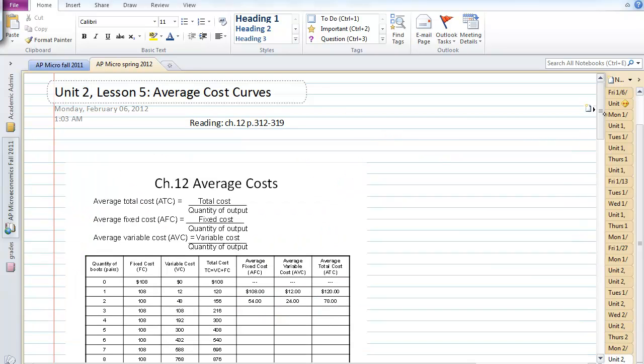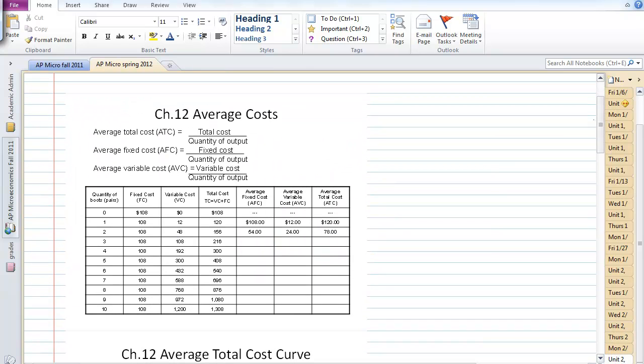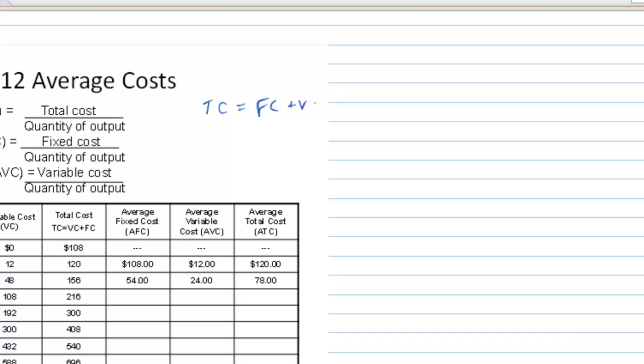Well, we can break those costs down further into the fixed costs and the variable costs separately, and then taking the averages of those plus the total cost. So remember that the total cost is always equal to the fixed cost plus the variable cost. And the concept of average total cost, average fixed cost, and average variable cost is simply just dividing all of these things by the quantity of output. And the names for those are ATC for average total cost, AFC for average fixed cost, and AVC for average variable cost.